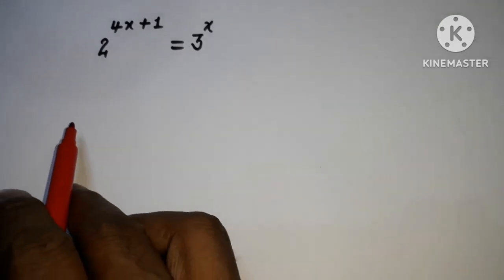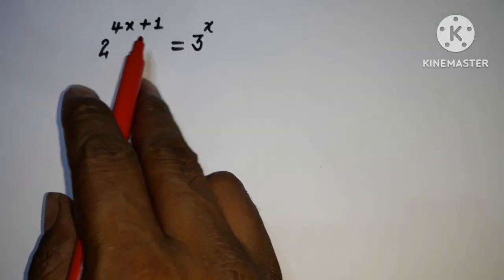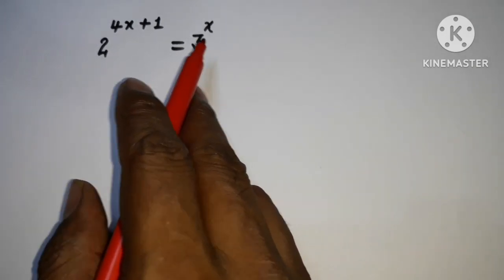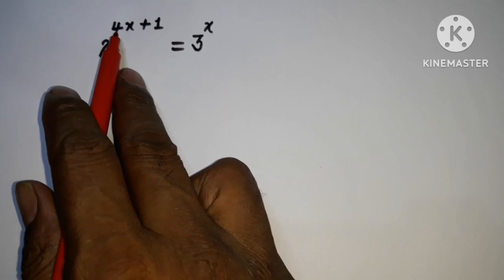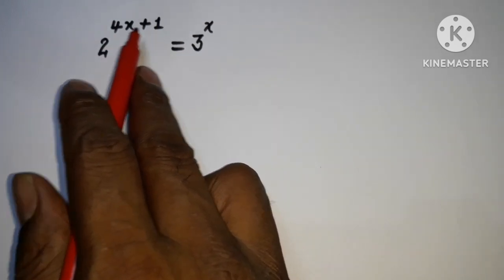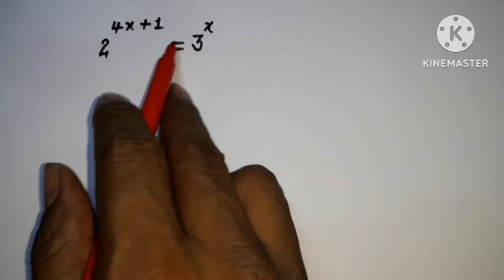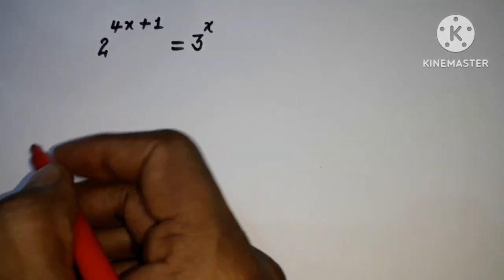Today we have this question on your screen: 2^(4x+1) = 3^x. It is very interesting to note that the exponent is 4x+1 here, and all the numbers, 1, 2, 3, 4, are here. How can we solve this question?